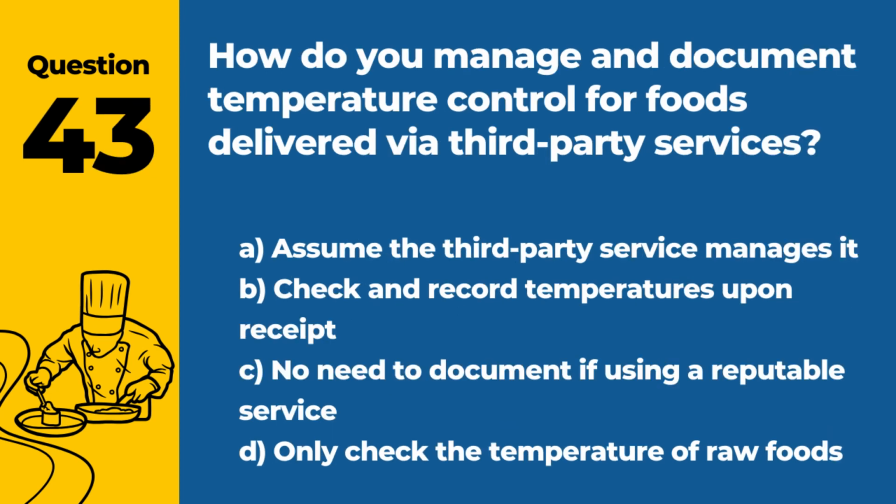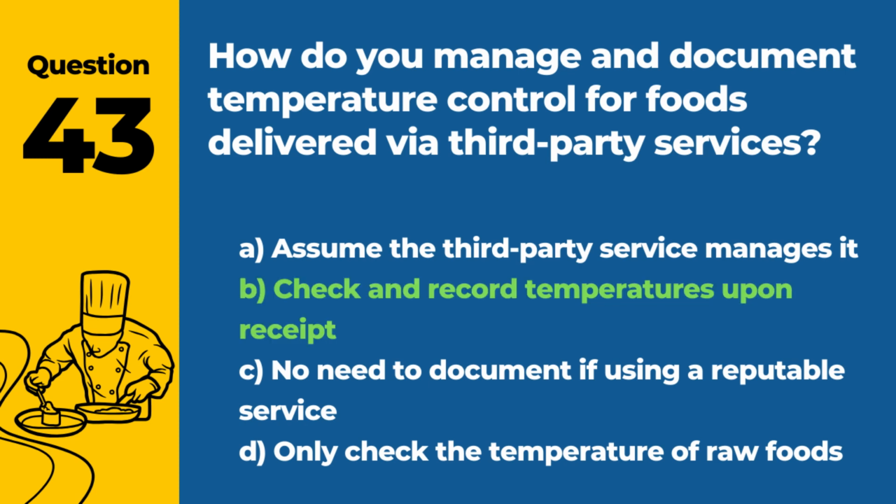Question 43. How do you manage and document temperature control for foods delivered via third-party services? A. Assume the third-party service manages it. B. Check and record temperatures upon receipt. C. No need to document if using a reputable service. D. Only check the temperature of raw foods.